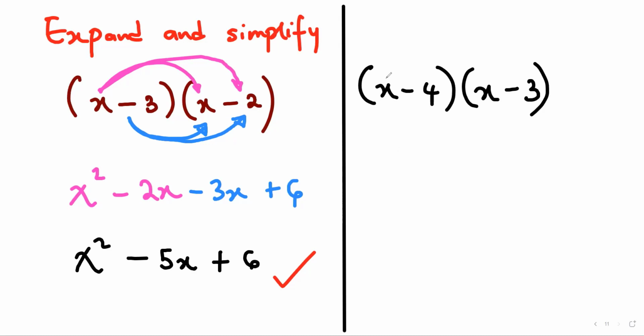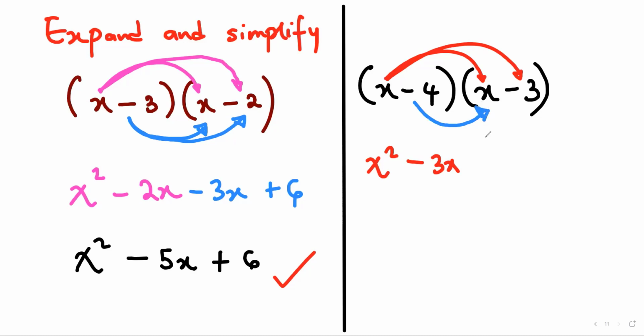X times x, which is x squared. X times minus 3, which is minus 3x. Then minus 4 times x, which is minus 4x. Then minus 4 times minus 3, which is minus, no, which is plus 12. Good. All right. So how do you simplify this now?